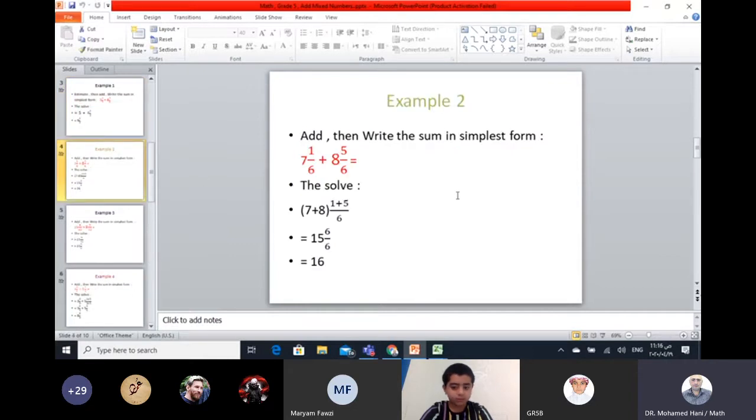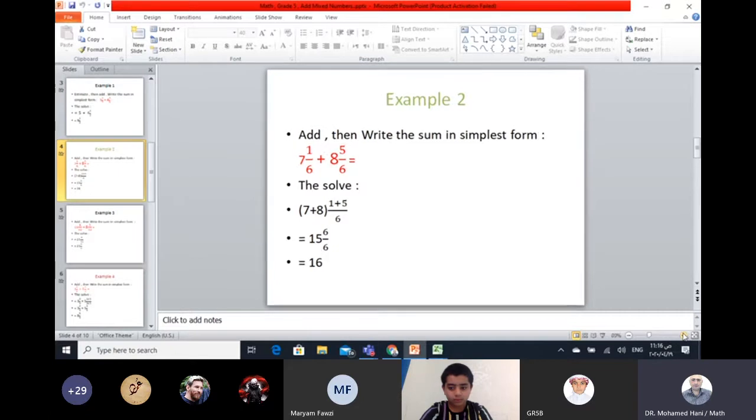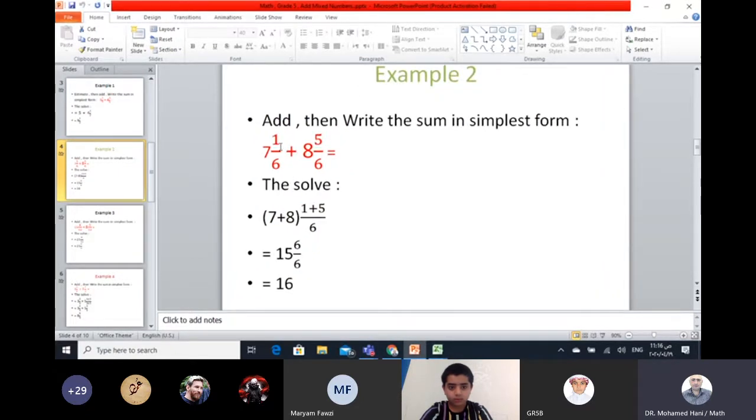Example 2, the question here: add, then write the sum in the simplest form. No estimate here. Here we want to add. When you want to add mixed numbers, you can add the fraction to the fraction, then the whole number to the whole number. And as you remember, when you want to add fractions, they must be like fractions. So as you see here, here we have 6, here we have 6, the same denominator, which means I have like fractions, so I can add the fractions directly.